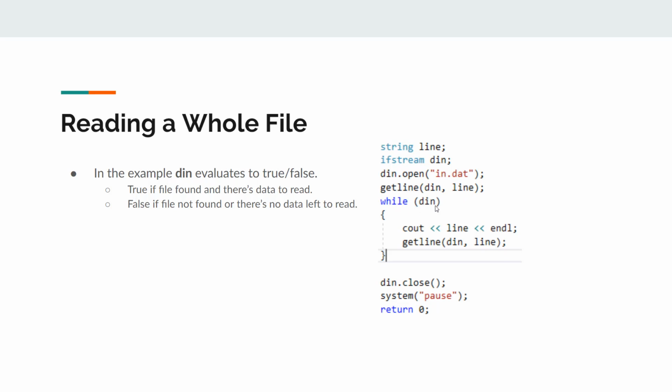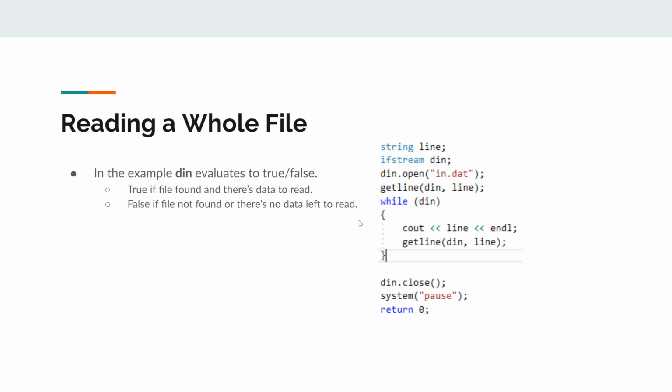And now I can say while din. Now, why can I do that? Well, because in this example, din evaluates to true or false. It evaluates to true if the file's found and there's data to read. Both those things need to be true. If we run out of data because we got to the end of the file, that will evaluate to false. So it's very useful for looping through till the end of the file, right? Now, it's also false if the file is not found or there's no data left to read.